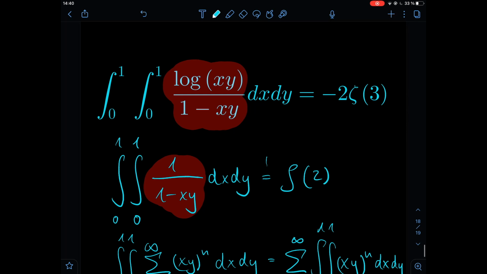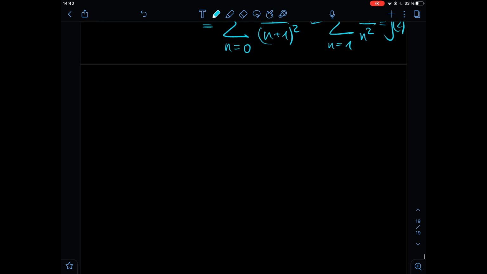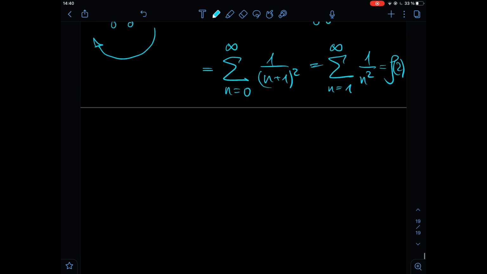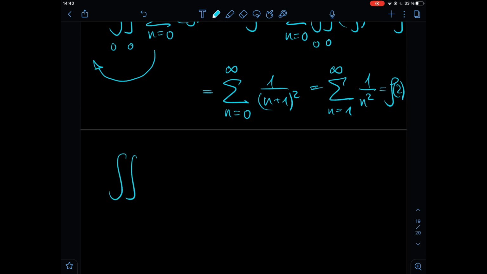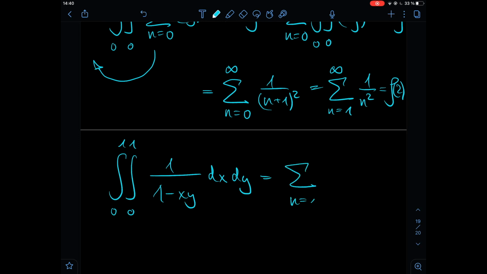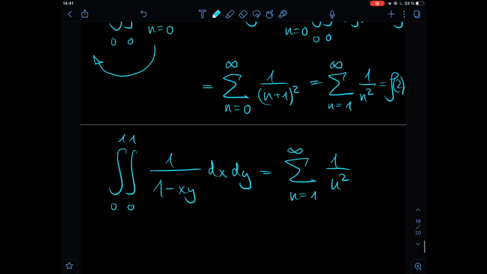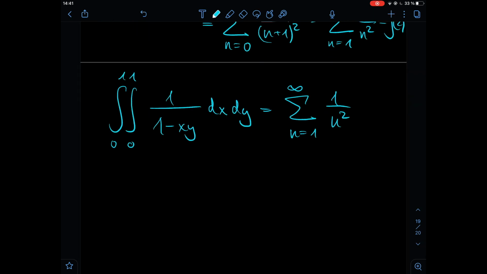How are we going to introduce the logarithm into the integral? Well, here is where the Feynman trick comes into play. So we have this integral from 0 to 1 of 1 over 1 minus xy dx dy, which is equal to the sum starting at n equals 1 going up to infinity of 1 over n squared. And we introduce the Feynman parameter in the following way.